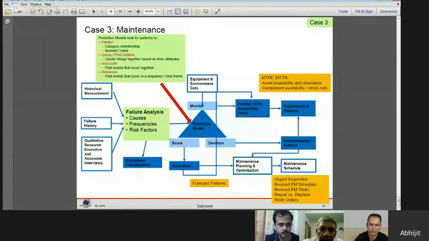Abhijit, just a question here: at this stage, what was the vertical where this was done? What kind of industry? Yeah, I gave you a generic one. This actually, if I can get to my next slide, you'll understand it.